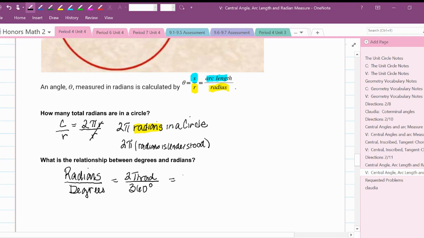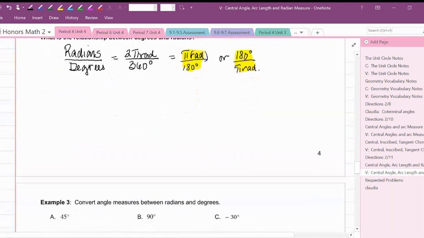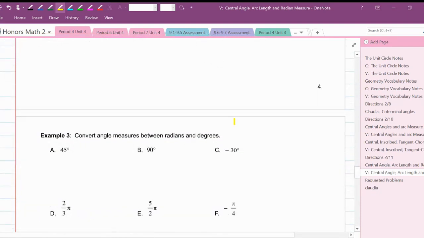If we reduce this ratio, then we know that pi radians is equivalent to 180 degrees. Or we could say 180 degrees is equivalent to pi radians. This is the conversion factor that we're going to use. And we're going to do the dimensional analysis like we would converting from inches to feet or hours to seconds. And so let's maybe write that at the top of the page here.